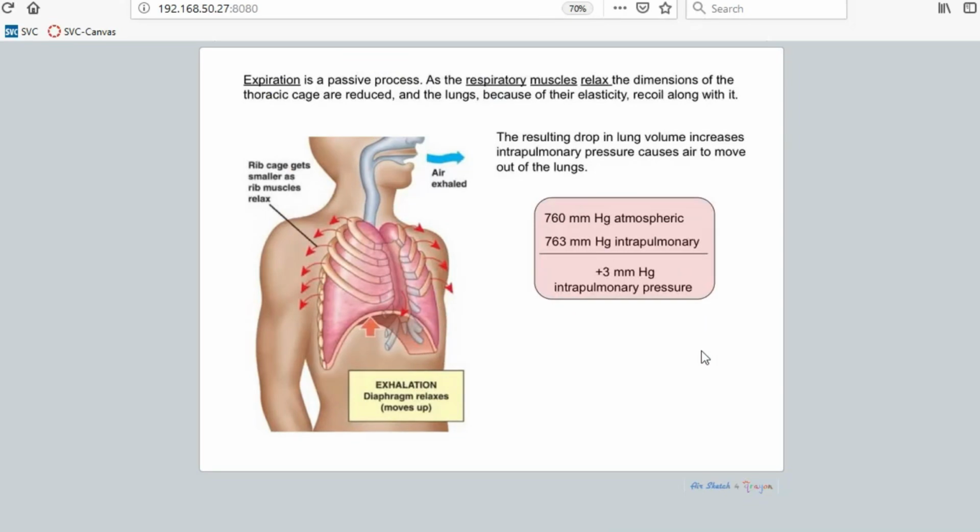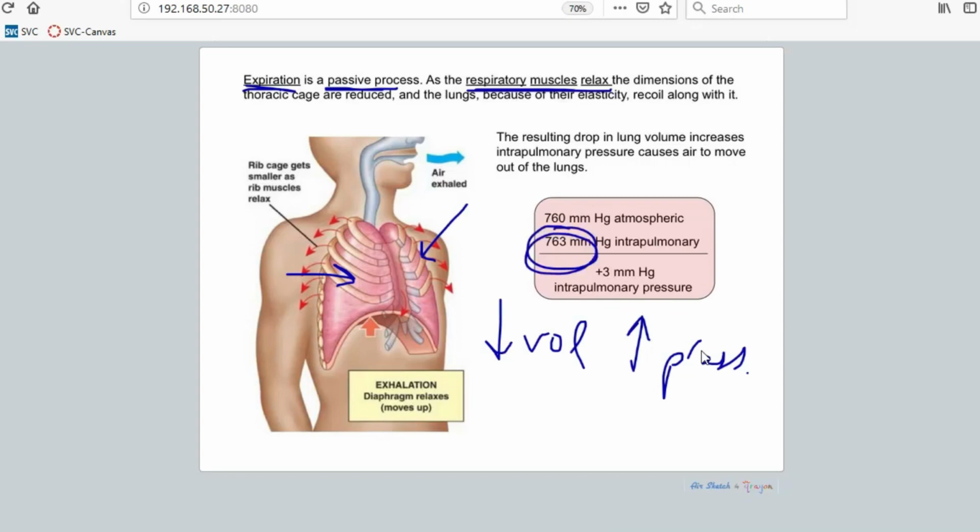Now, just the opposite happens during expiration or exhaling. And by the way, this is a passive process. What I mean by that is it happens because the respiratory muscles relax. So they just contracted, you inhaled, and now they relax. And when they relax, the thoracic cage and the lungs recoil. They decrease in volume. What does that do to pressure? That increases pressure. And specifically, it increases it to 763.